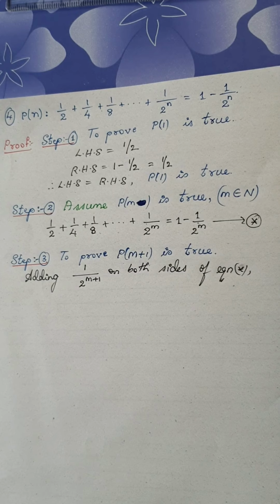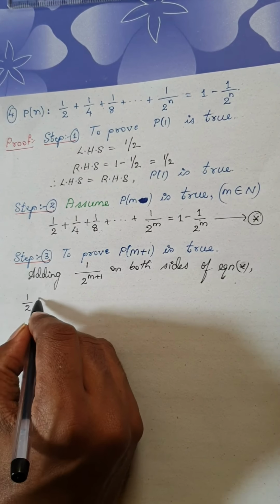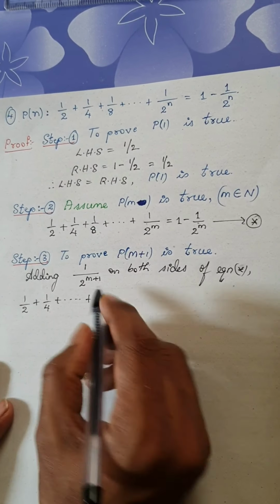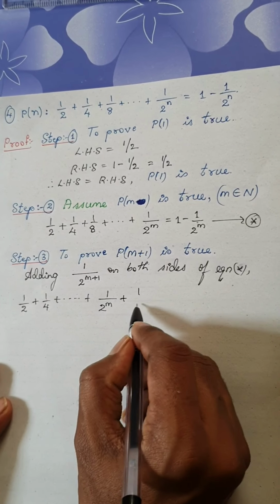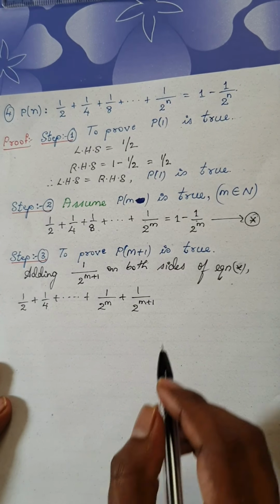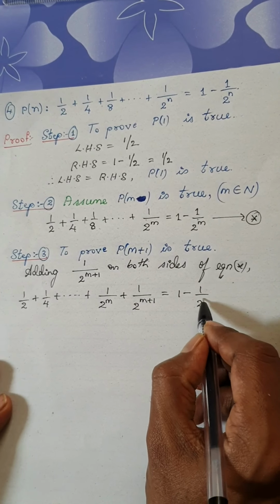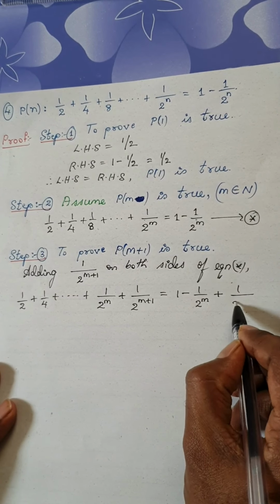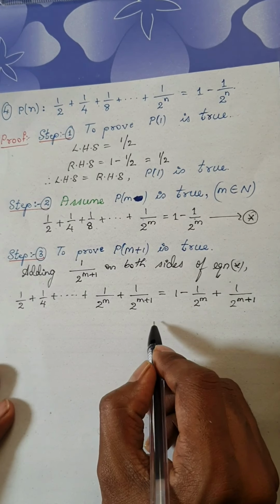So see what happens if you add it. It's quite a clear, simple statement. You have 1 divided by 2 plus 1 divided by 4, and so on. What is the term you actually had there? I have 1 divided by 2 power m. To this term I am going to add 1 divided by 2 power m plus 1. So my LHS process is over. This is nothing but 1 minus 1 divided by 2 power m, plus 1 divided by 2 power m plus 1. Now see how I'm going to make the correction.